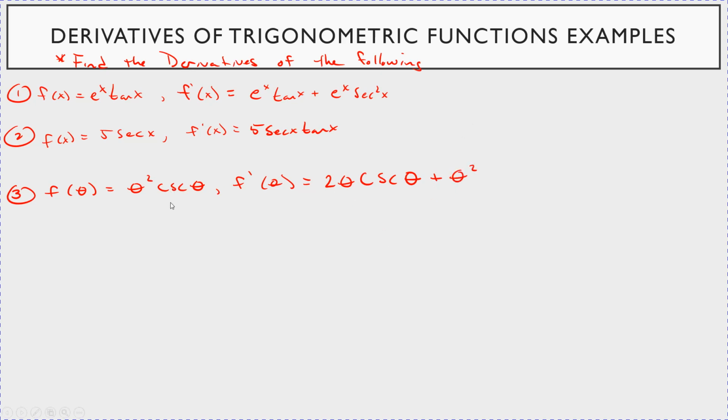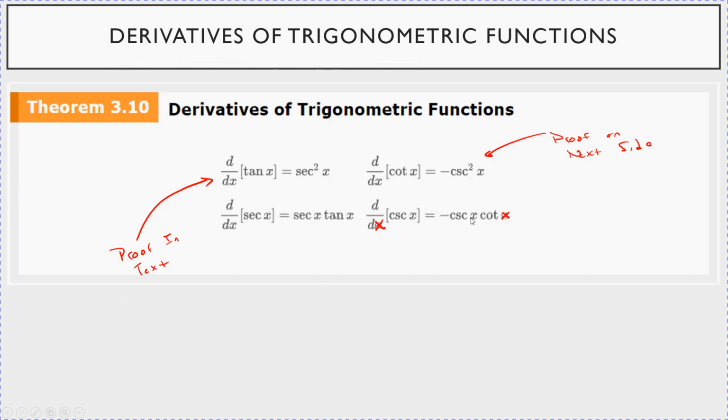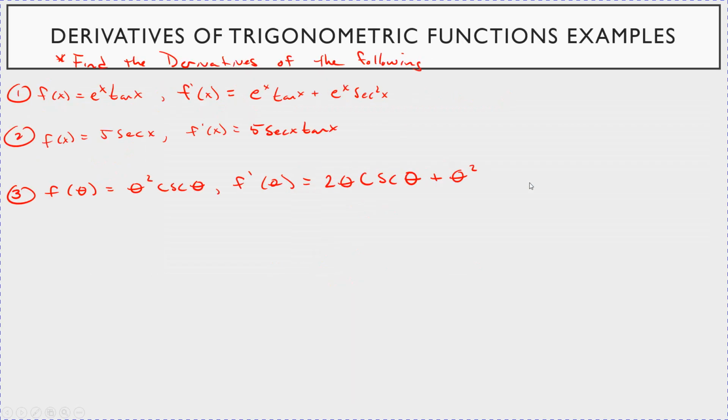Well, then what's the derivative of cosecant? It's just minus cosecant of x times cotangent of x, excuse me. So this is just minus cosecant of theta times cotangent of theta, which is just 2 theta cosecant of theta minus theta squared cosecant of theta cotangent of theta. So again, just straight up following the formulas here.